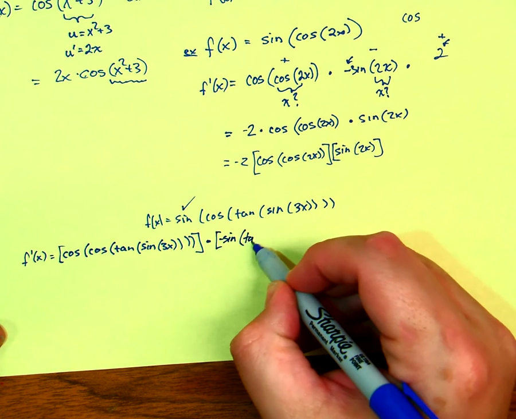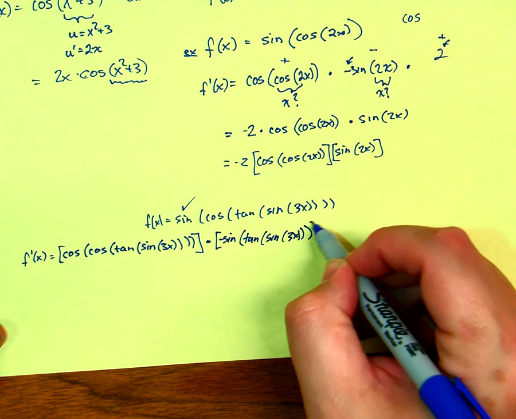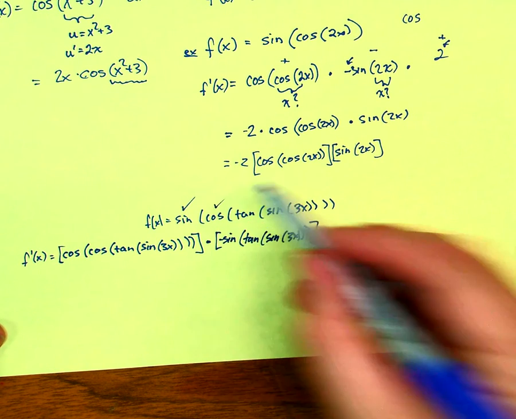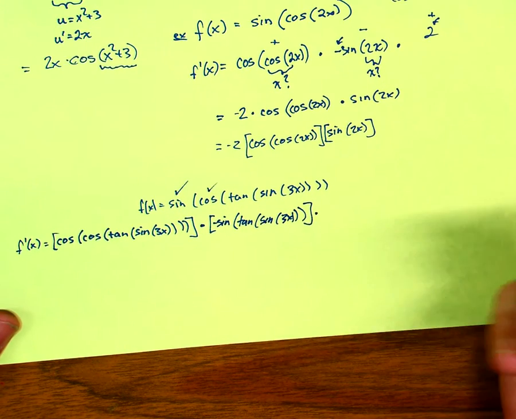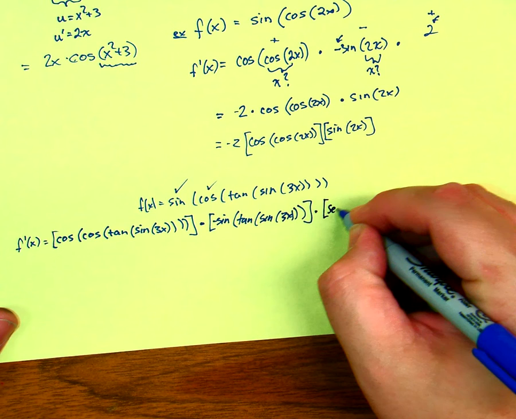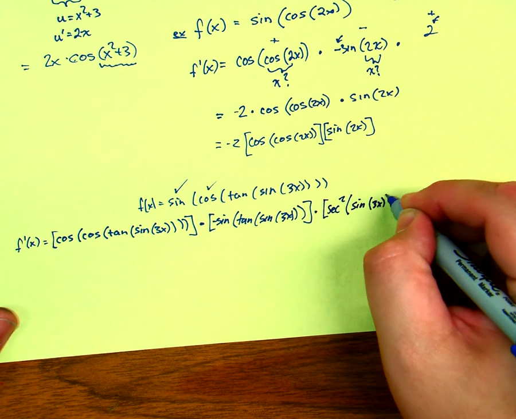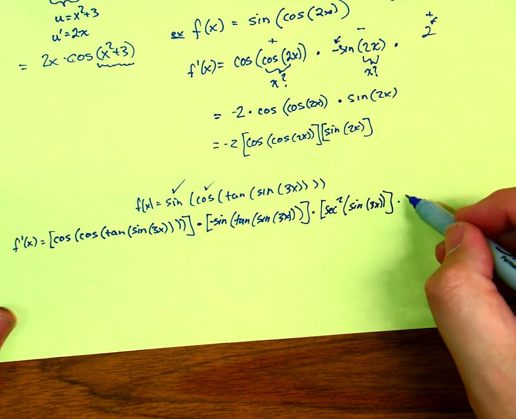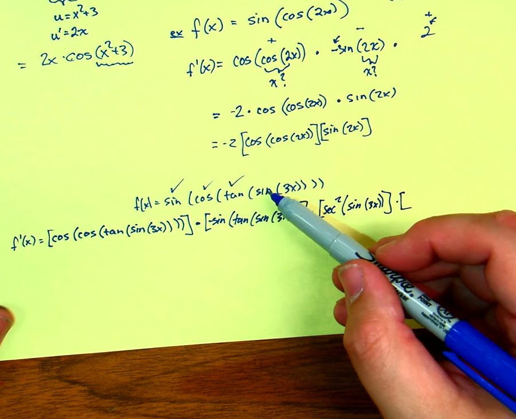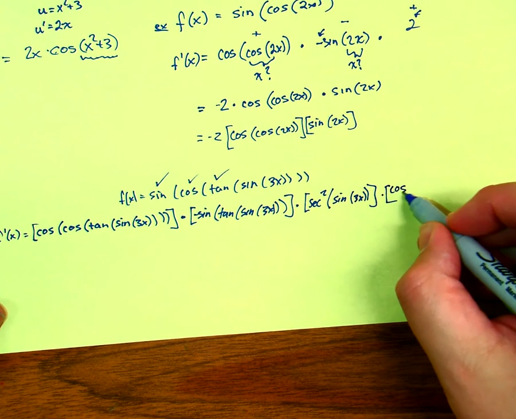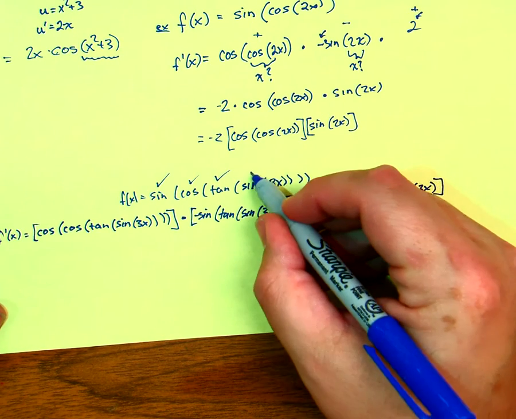Now I got to take care of the tangent. What's the derivative of the tangent? Secant squared times the sine of 3x, times. Now, what's the derivative of the sine? And so I took care of the sine, and then times 3. That's it. So that's as nuts as it gets.